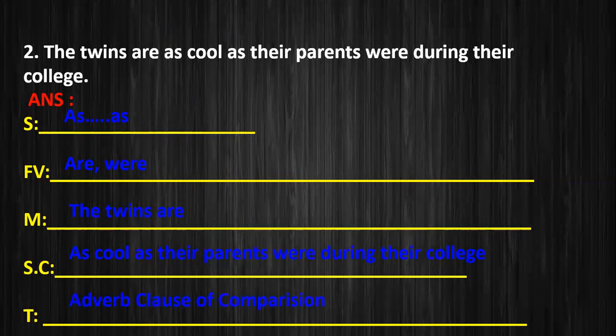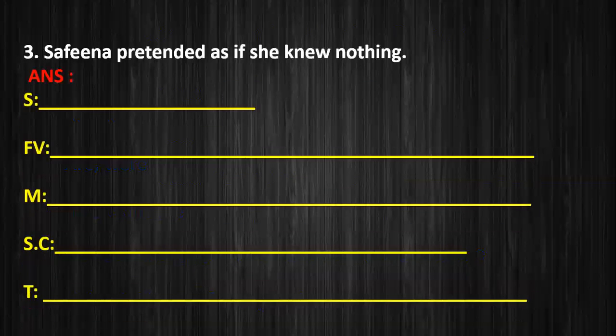Very well. It's time to move ahead with the next one. Safina pretended as if she knew nothing. The subordinator is as if. The WH code formula? W, H, A, and T. Finite verbs: pretended and knew. Let's find out the main clause. Safina pretended. And the subordinate clause, very good, as if she knew nothing. It all starts with a conjunction.